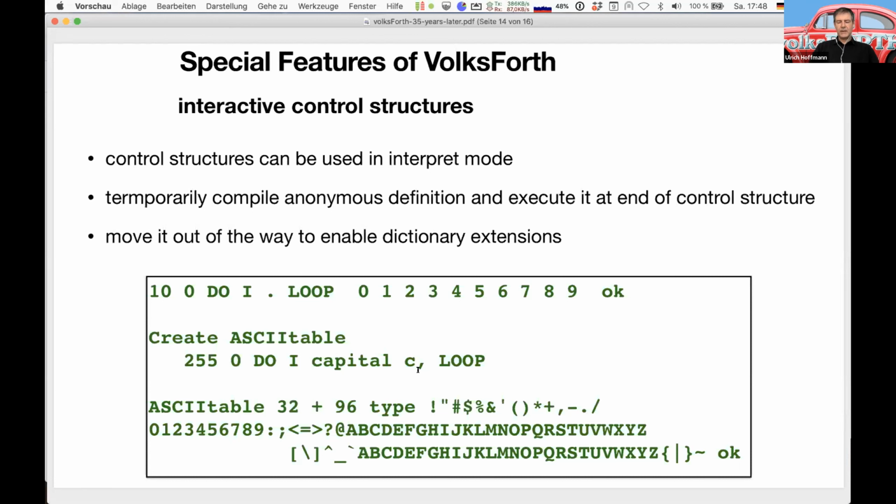Although do and loop will compile stuff, it will be moved out of the way, so you can actually extend the ASCII table by this. And you can then later on just index in it and type the printable characters in it. So skip over to space and then type the remaining 96 ASCII characters in the first code page, which gives you twice the capital letter because the initialization did it that way.